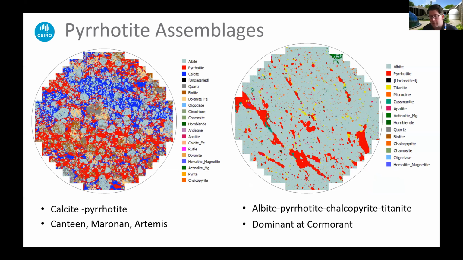So the other instance where you can get quite a lot of pyrrhotite is the iron sulfide copper-gold systems. So I guess Eloise is probably one of the main ones we think of. But we also see calcite-pyrrhotite assemblages in Cantine, Moronium, Artemis. So we just spoke about Moronium and Artemis, but Cantine as well. Cantine's more of a copper system. We also see albite, pyrrhotite, chalcopyrite, titanite assemblages, and we see these at Cormorant, which is up north of Ernestina.